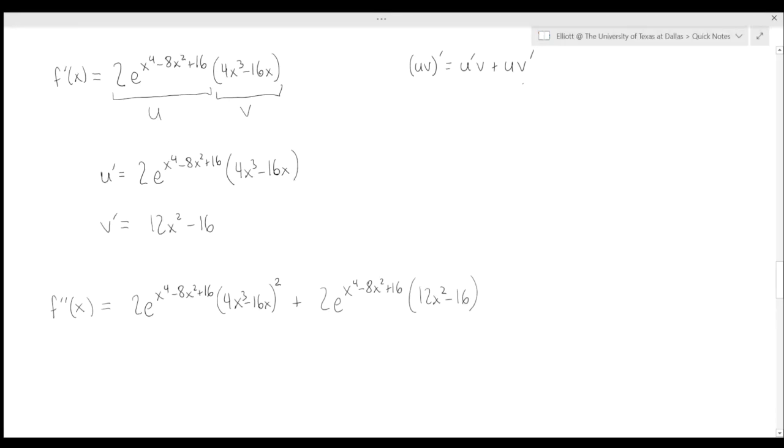Okay. Now here it's maybe not super important, but I think it would be nice to simplify this just a little bit. So both terms have the exponential in common. They also have a 2 in common. So I think it would be nice to at least factor out the 2 and the exponential from both terms.